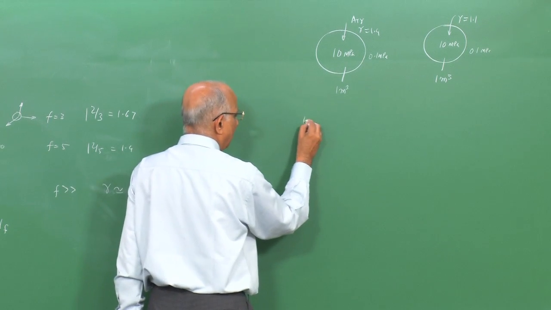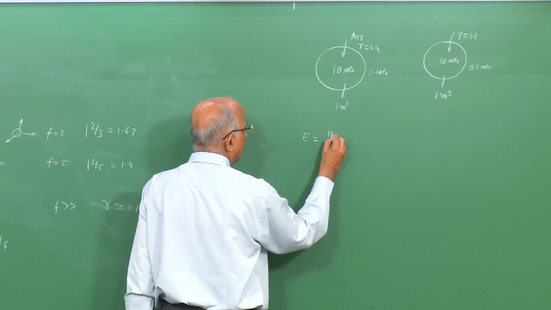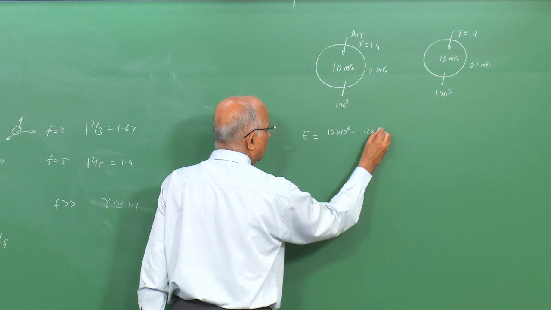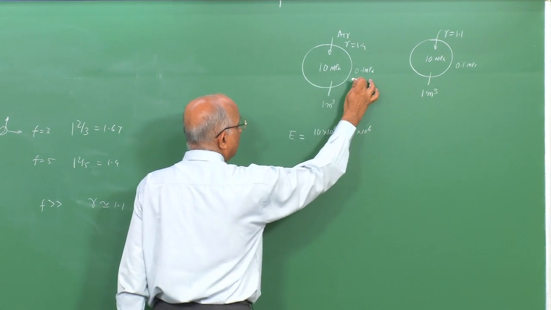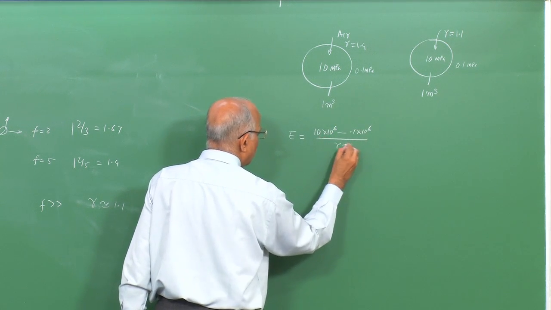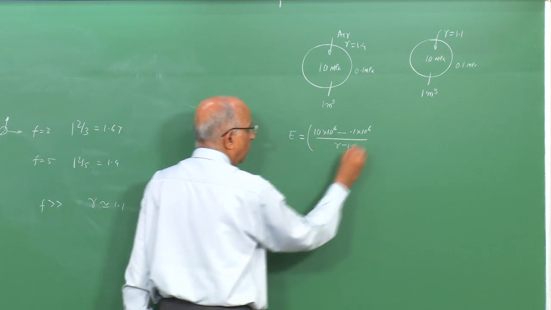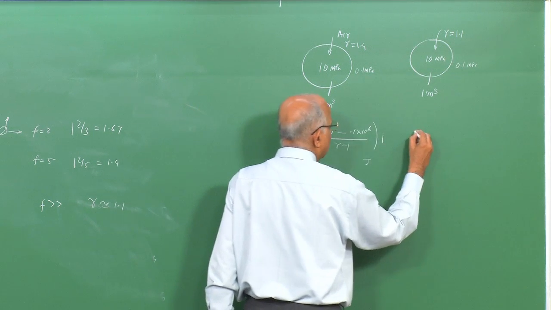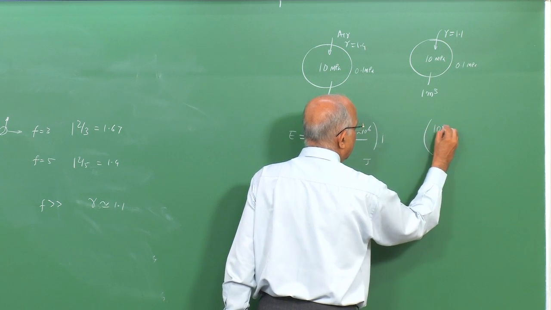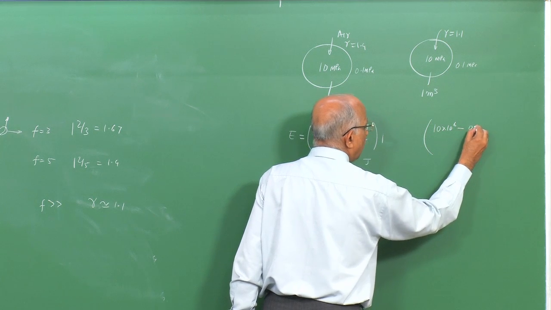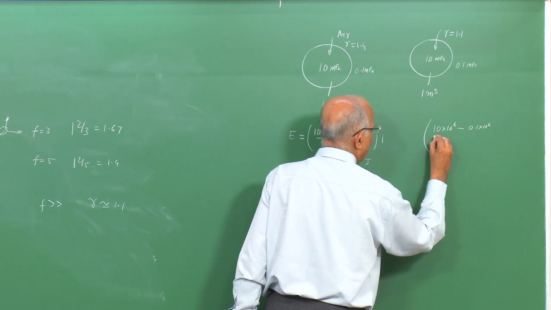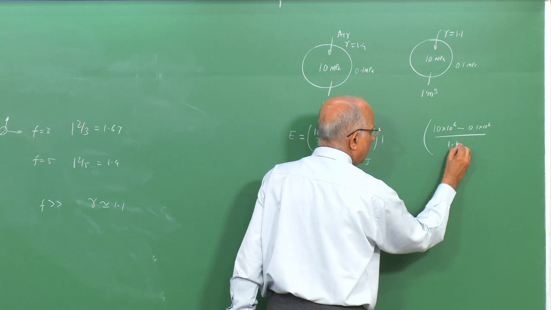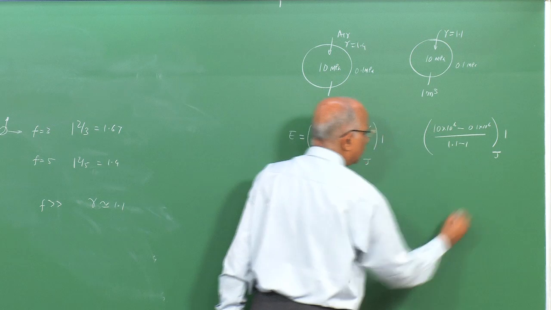I just use my equation. We have derived E is equal to 10 MPa, that is 10 into 10 to the power 6 Pascal, minus 0.1 into 10 to the power 6 Pascal, that is P naught minus P ambient, divided by gamma minus 1, and into the volume, which is 1, so much joules is what is generated over here. In this case, I have a similar expression. I have 10 into 10 to the power 6 Pascal minus 0.1 into 10 to the power 6 Pascal divided by, in this case, gamma minus 1 is equal to 1.4 minus 1. In the other case, it is 1.1 minus 1, into volume, so much joules which is generated.